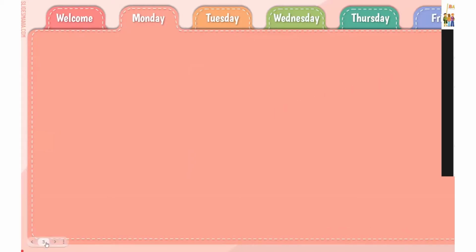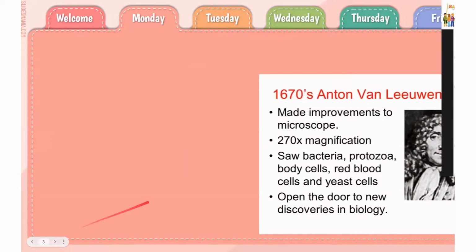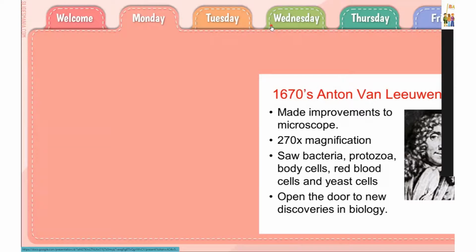Great job. Now here, what happened then? This scientist, can you all see? His name is Anton van Leeuwenhoek. What's the name, Fatima? Anton van Leeuwenhoek. Excellent. Amir, what's the name? Anton van Leeuwenhoek. Excellent. Fahad, what's the name? Anton van Leeuwenhoek. Well, he's popular with the name Leeuwenhoek.